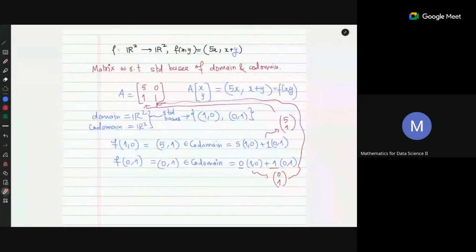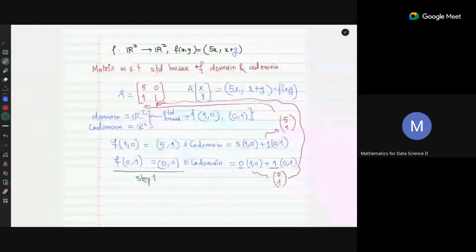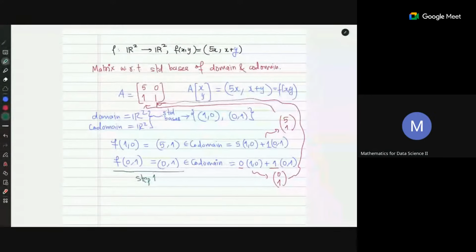Now, I have used the basis of domain till this point. I have not used the basis of codomain so far. So you can think of this as step 1. In step 1, I have only used the basis of domain. Now, it's my duty to use the basis of codomain also. Because of this function, the vector that I get will lie in codomain. So 5, 1 lies in codomain. 0, 1 also lies in codomain.